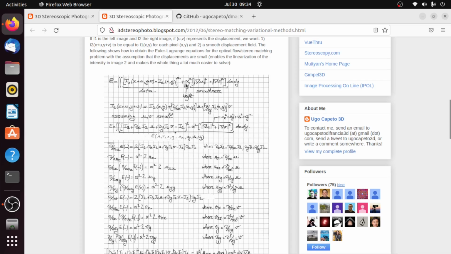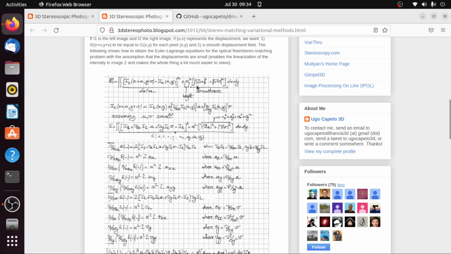And then you have another term, which is the smoothness term. There's going to be a weight attached to it so that you can control it in the input parameter. It's the gradient of U squared plus the gradient of V squared. So what does it mean to be smooth? It means that neighboring pixels should have the same displacement, or the same disparity if you're talking about a depth map.